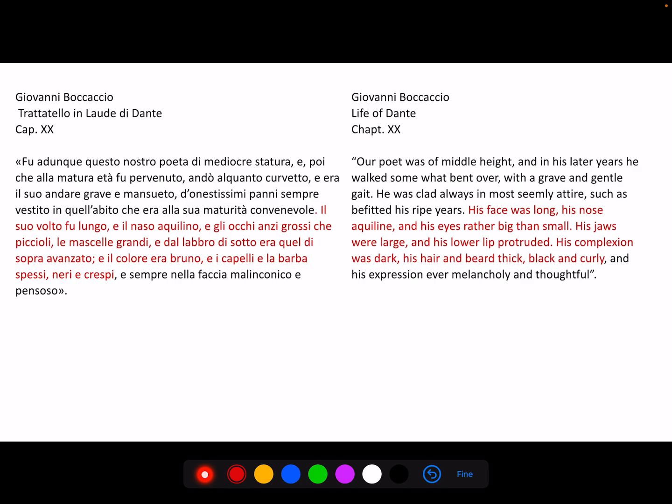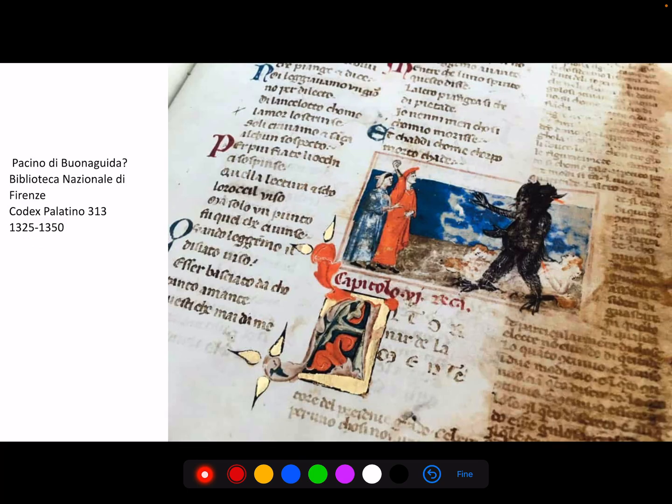Actually, the Divine Comedy became very popular soon after Dante's death. We have a lot of manuscripts of the Divine Comedy, and the first places to copy Dante's poem were Bologna and Florence. Some of those manuscripts are decorated with miniatures picturing Dante Alighieri. One of the first ones is the Codex Palatino 313, attributed to Florentine miniaturist painter Pacino di Buonaguida, and we are around the 1330s.